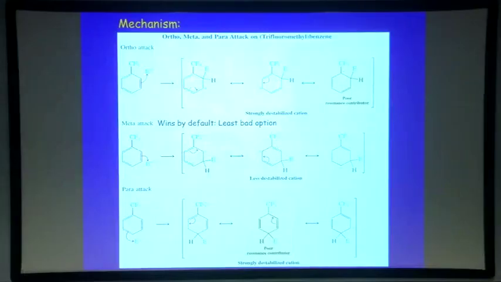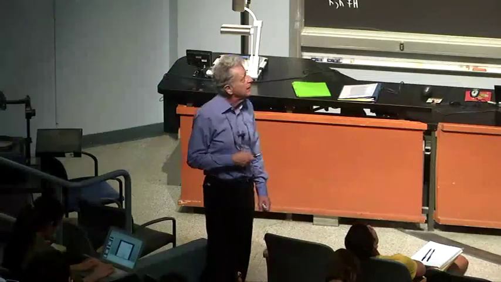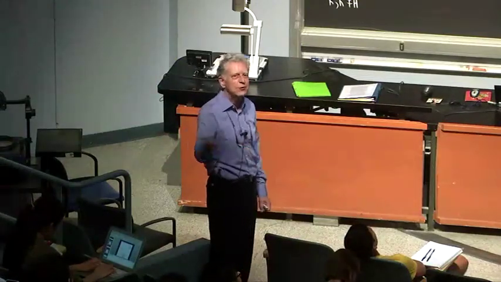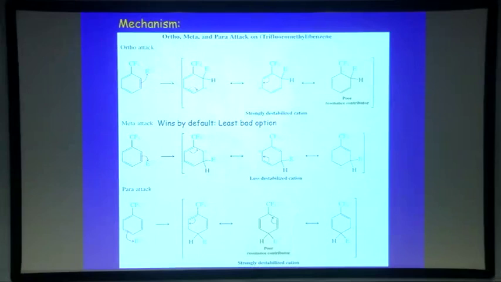You come in here, you get a plus charge here on the left or on the right. These are the two orthos. And then the para one has plus charge next to the trifluoromethyl. That's also a stinker. Okay? And you don't want that, and you ignore it. And that means that this attack also only has two workable resonance forms.